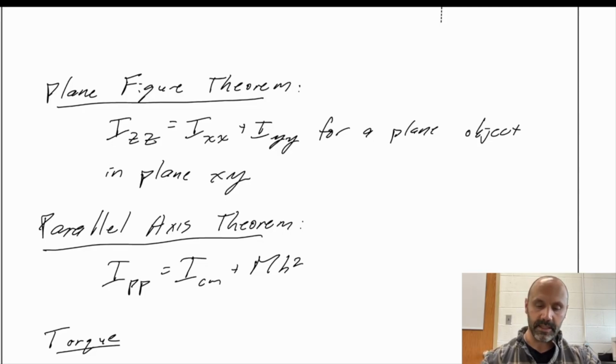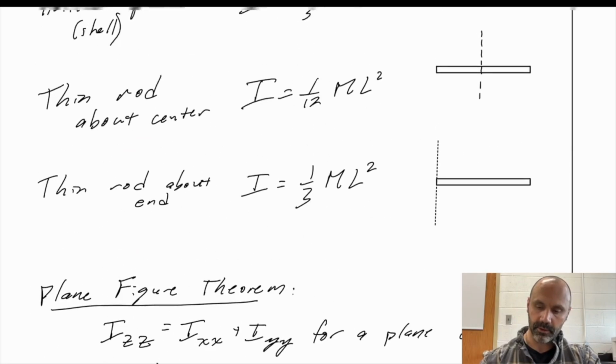And the idea is that if it's in the plane xy, then the moment of inertia through x and the moment of inertia through y, if you add those together, that'll give you the moment of inertia around the third axis. Okay. The parallel axis theorem, that would be what we use here, trying to go from this to this. This axis is parallel to this one. So I would take this moment of inertia. So you take the moment of inertia through the center, and then you add the mass times your distance from the center squared.